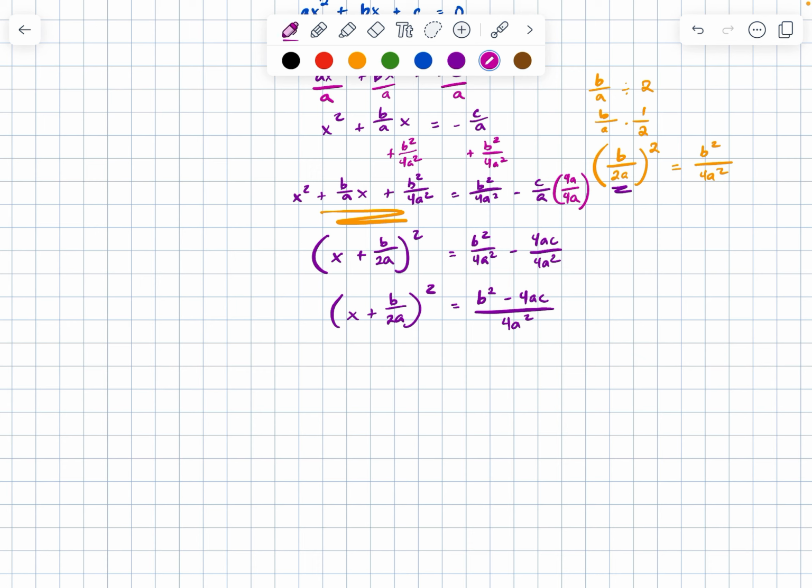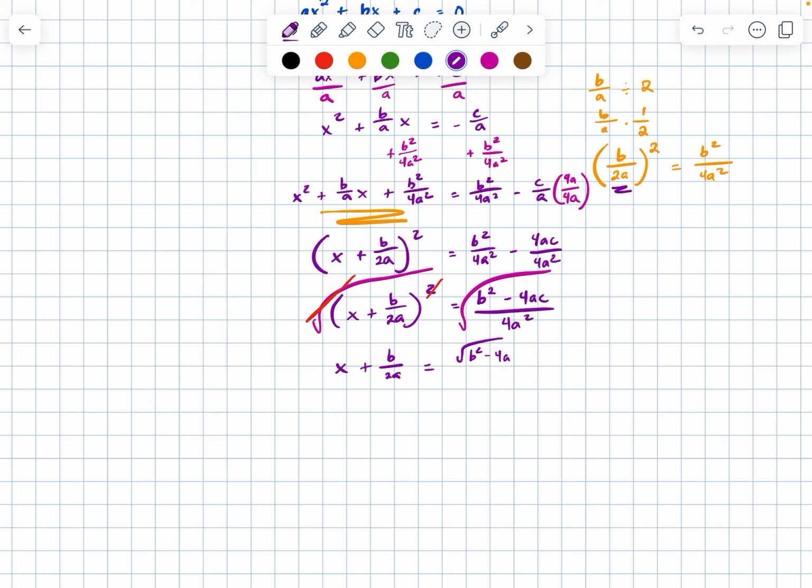Now that I'm here, I have a perfect square on the left-hand side. Let's take the square root. On the left, the square and the square root cancel out. That leaves me with x plus b over 2a. And on the right, I can take the square root of the numerator and the denominator separately.